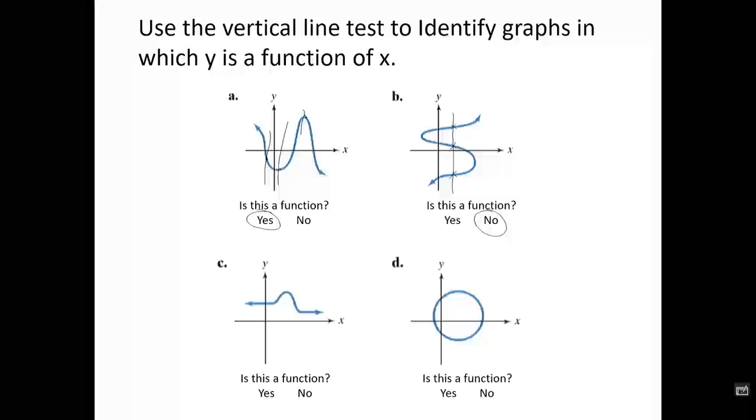In the next example, let's draw a vertical line. The line touches the graph at one point. Therefore, this graph represents the graph of a function. Is it a function? Yes. In the next example, vertical line, we see that it violates the vertical line test. So this graph does not represent the graph of a function. Is this a function? No.